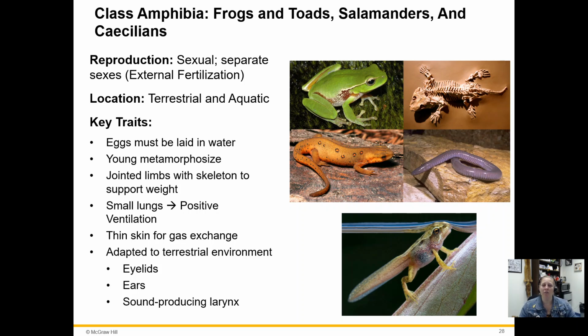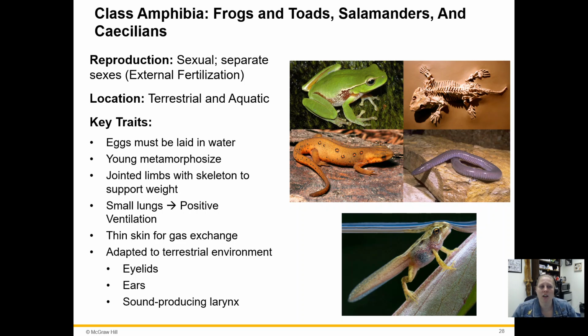A lot of them have lungs that are developed, so your frogs do have lungs, and that does allow these organisms to live in a different environment than the juveniles. So we see a lot of metamorphosis in this group as well that is allowing for that differentiation of use of habitats by the adults and the juveniles. So we do have sexual reproduction here. They have separate sexes with external fertilization.